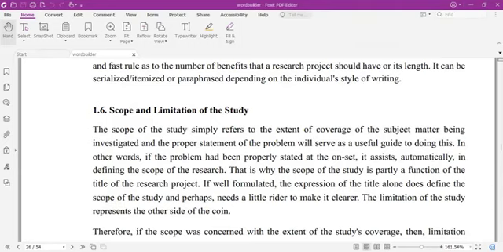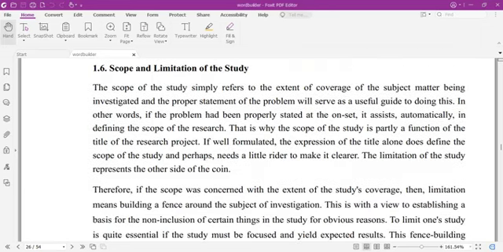The scope of the study, like we said, it refers to the extent of coverage. Okay, we've talked about it. Now, let's go through it again. The scope of the study simply refers to the extent of coverage of the subject matter being investigated, and the proper statement of the problem will serve as a useful guide to doing this. When you state well, it will guide you on the scope. In other words, if the problem had been properly stated at the onset, it assists automatically in defining the scope of the research. So you need to state your problem very well to help you to get your scope.